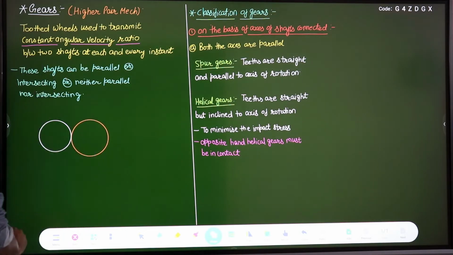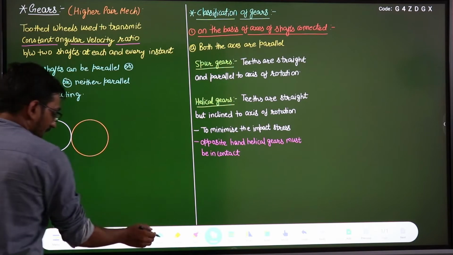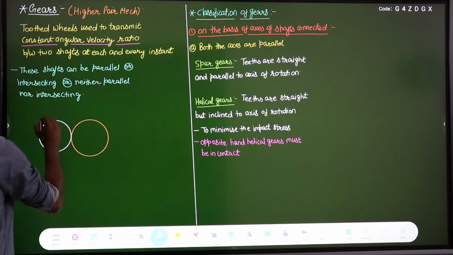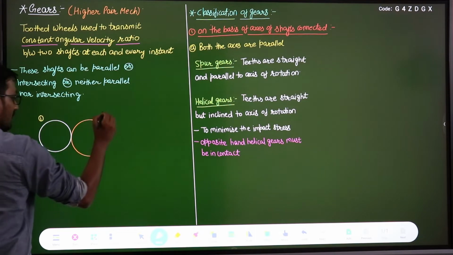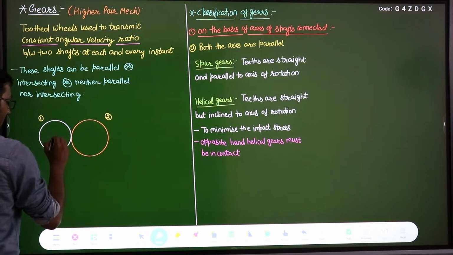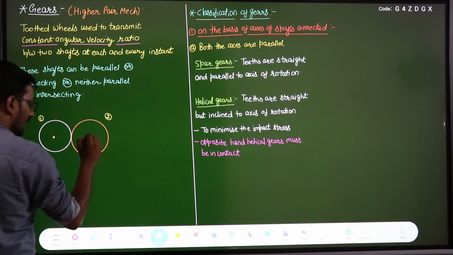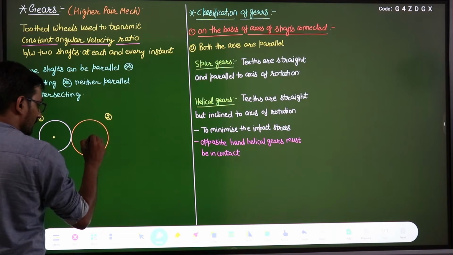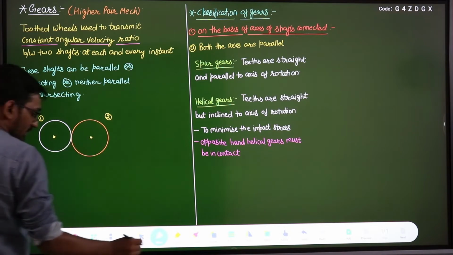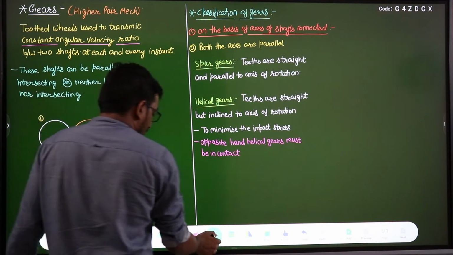Suppose this is your disk 2. If I write here, suppose we can say that this is your disk 1 and this is your disk 2, which are mounted on shafts. Let us say this is one shaft in this plane and this is another shaft, and this is the center of rotation, or the shaft you can say. Here we have shafts.